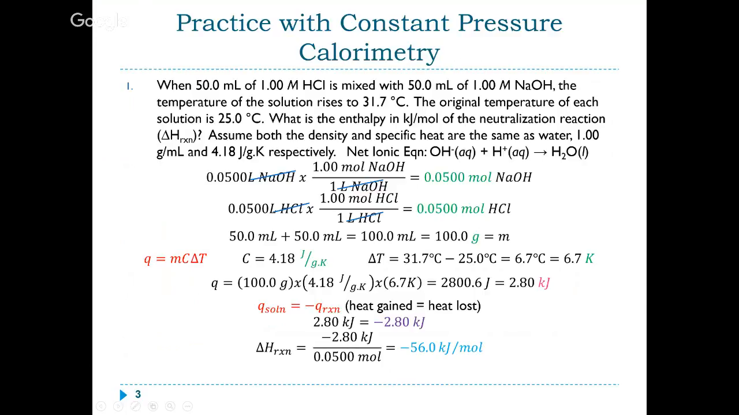We then remind ourselves that the Q of the solution, or the Q of water, equals the negative Q of our reaction, right? The heat gained is the heat lost. We see that the temperature increased for the water. That means that it must have absorbed some energy. It did. It absorbed this amount of energy. Well, where did that come from? It came from the reaction occurring when we did our neutralization. So we simply take our value and we flip the sign. So the Q of our reaction then is negative 2.80 kilojoules. Because we want to know what it is in kilojoules per mole, we take our kilojoules, we divide it by our number of moles, and we see that this comes out to negative 56.0 kilojoules per mole.